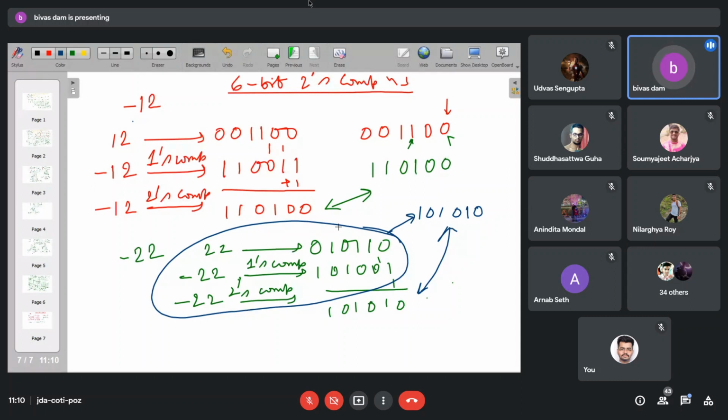Okay. But I expect you to follow this process only. Don't waste time going via the 1's complement. So what if the least significant bit is 1? So do we complement the entire thing? No. The first one will be copied.